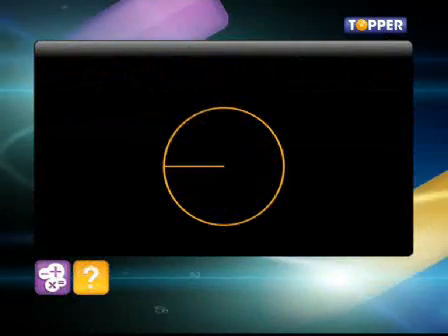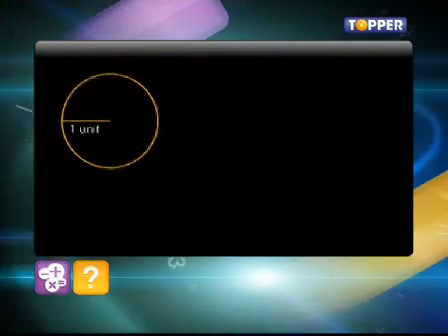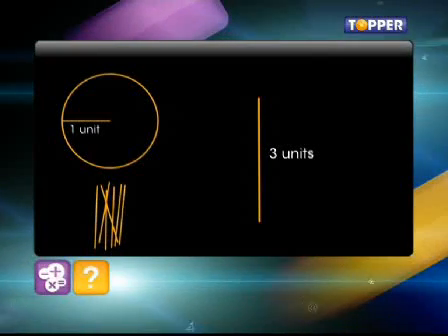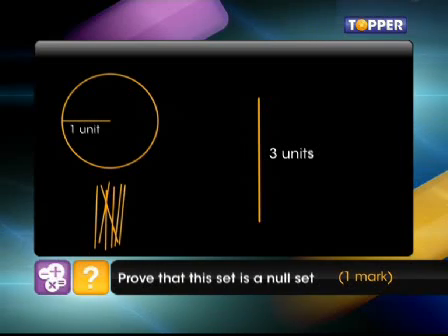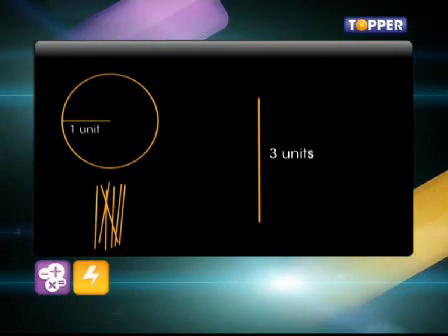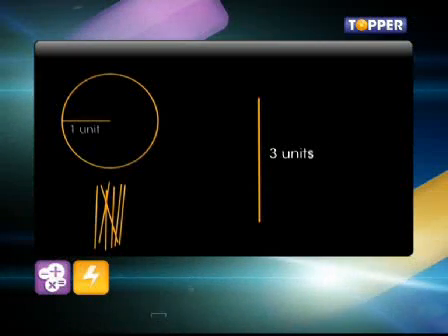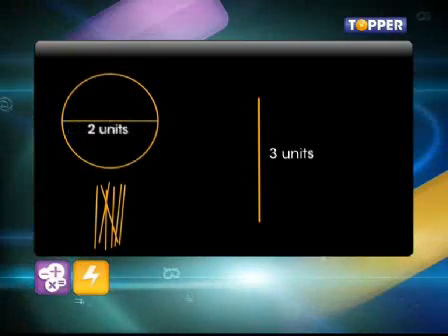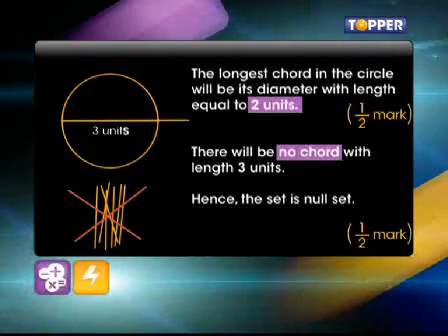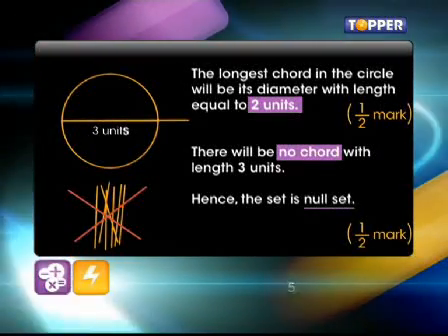Here's the question. In a circle of radius 1 unit, consider the set of chords of length 3 units. Prove that this set is a null set. We have a circle of unit radius, so its longest chord is the diameter with length 2 units. Hence, no chord of length 3 units is possible. Therefore, the set is a null set. Simple enough, wouldn't you say?